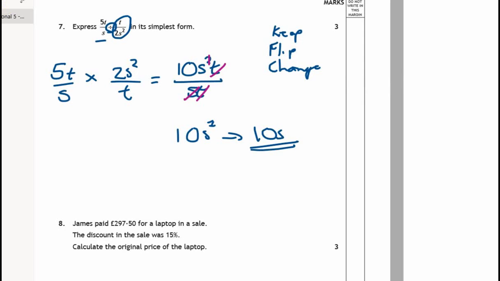So you're getting a mark for understanding keep, flip, change, a mark to follow through, and a mark for simplification. It does not mention if you would get a mark for having s to the 1. I don't see why not, but that's better notation. We don't usually write the 1. We take it as read that it is 1. So yeah, keep, flip, change.